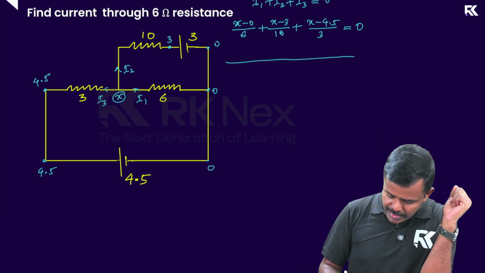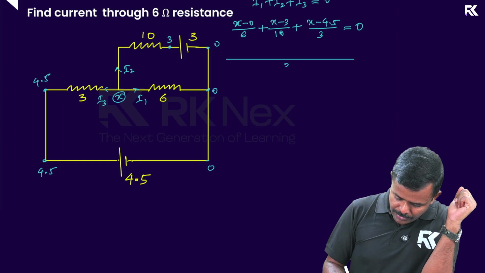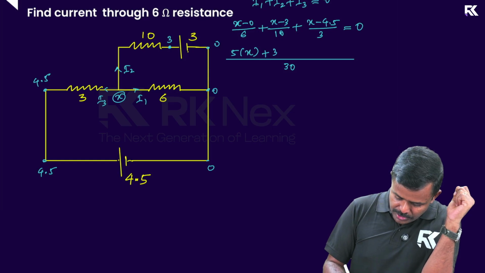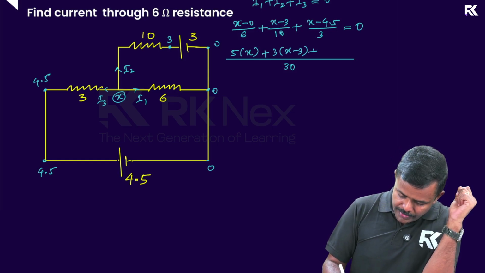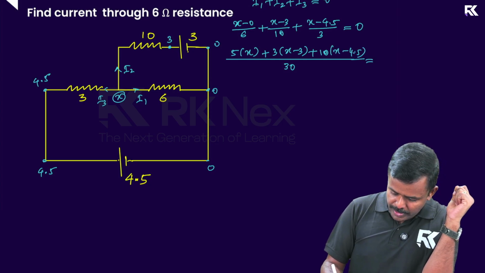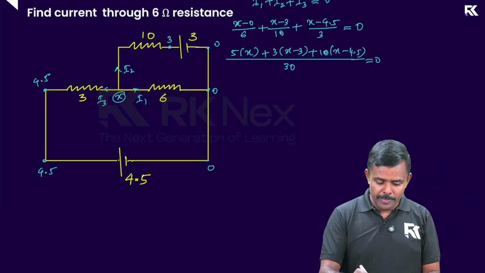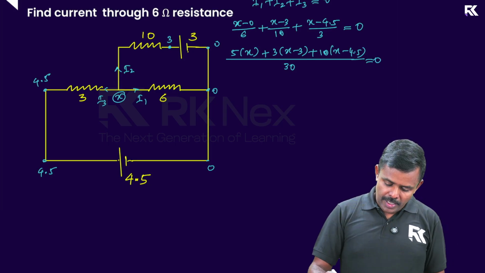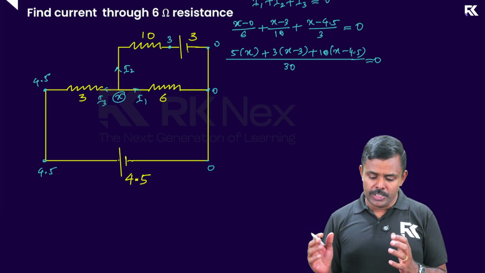I take the LCM as 30. So I'm multiplying with 5x. That makes it 5x. Second one, 3 times x minus 3. And third one, 10 times x minus 4.5. Should be equal to 0 on the right side, right? Now I cross multiply. The right side is going to be 0 again.